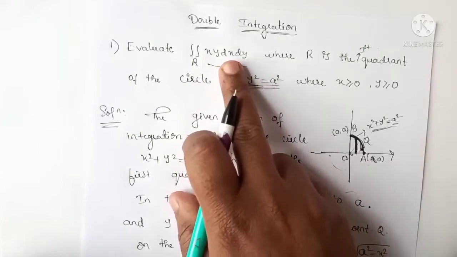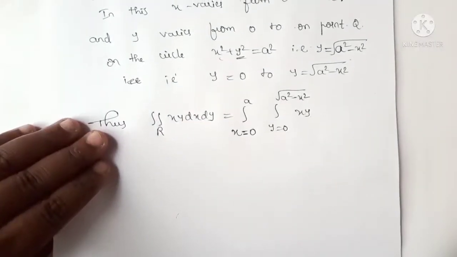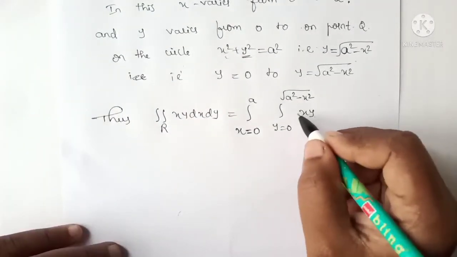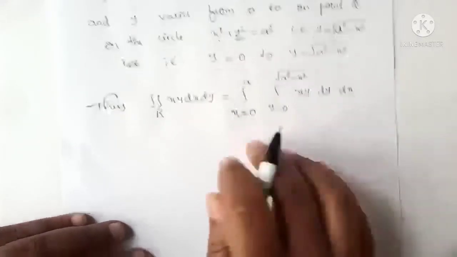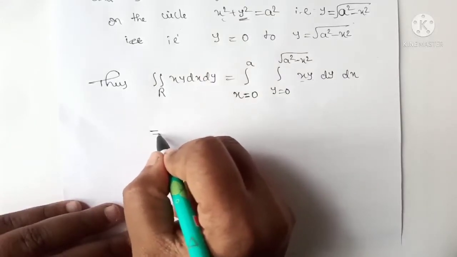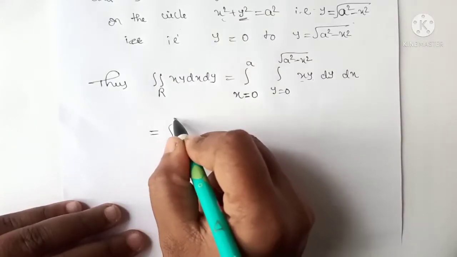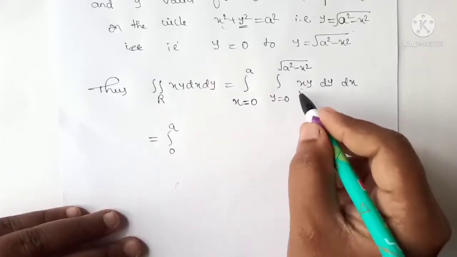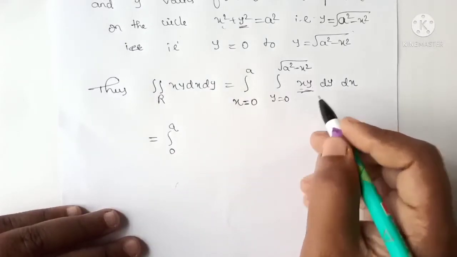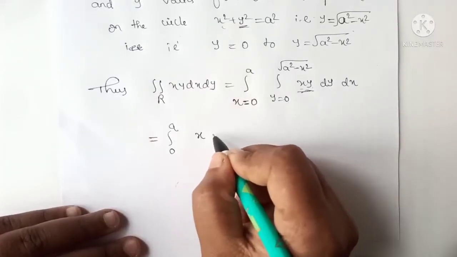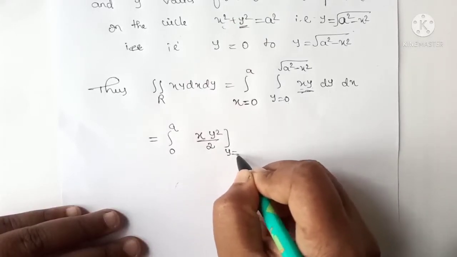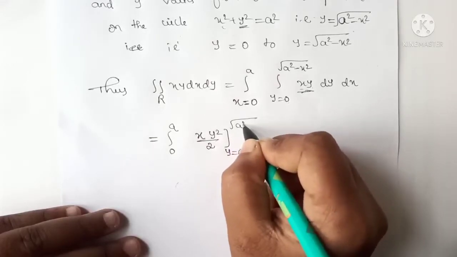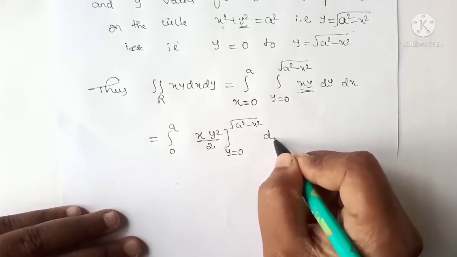Since the function is given as dx dy, first we integrate with respect to y, therefore we change it as dy then dx. Now integrating, we get integration 0 to a as it is. The integration of xy with respect to y, with x being constant, is y square divided by 2, and the limits are y equals 0 to square root of a square minus x square, dx.